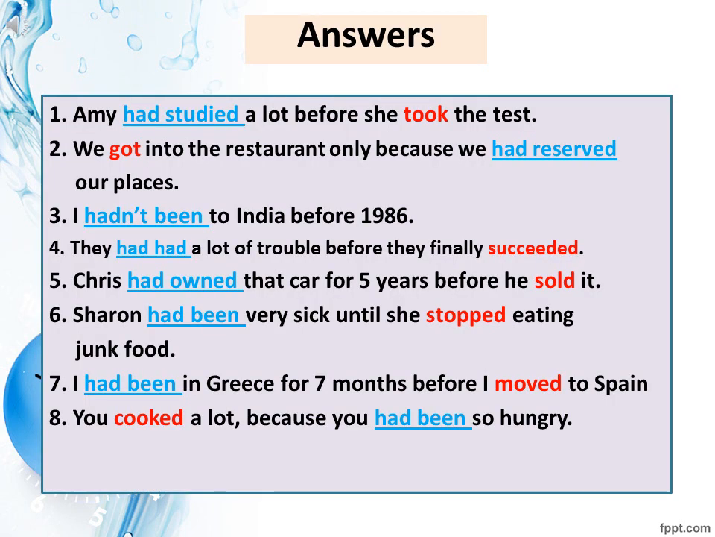Okay, so here are the answers. 1, Amy had studied a lot before she took the tests. Number 2, we got into the restaurant only because we had reserved our places. 3, I hadn't been to India before 1986. 4, they had a lot of trouble before they finally succeeded.